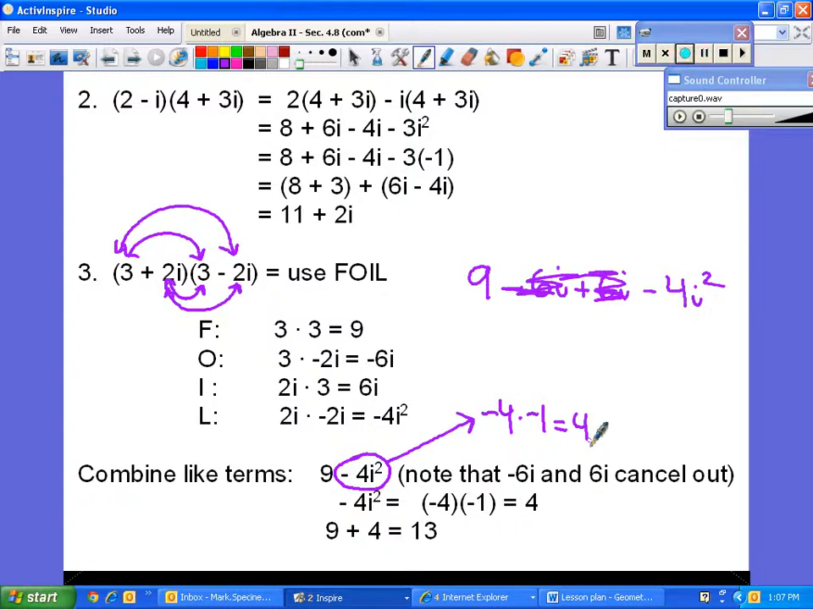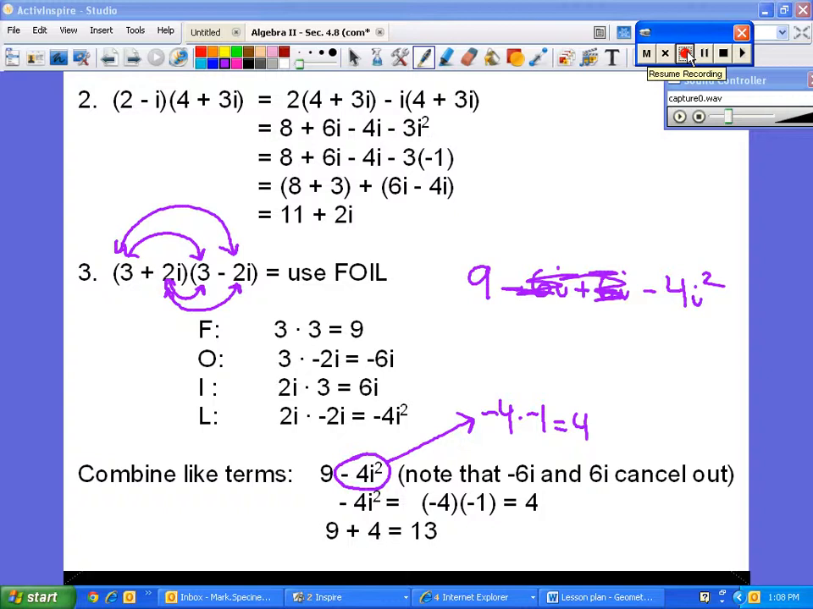Where'd you get the 9 from? Okay, does anybody have any questions? All right.